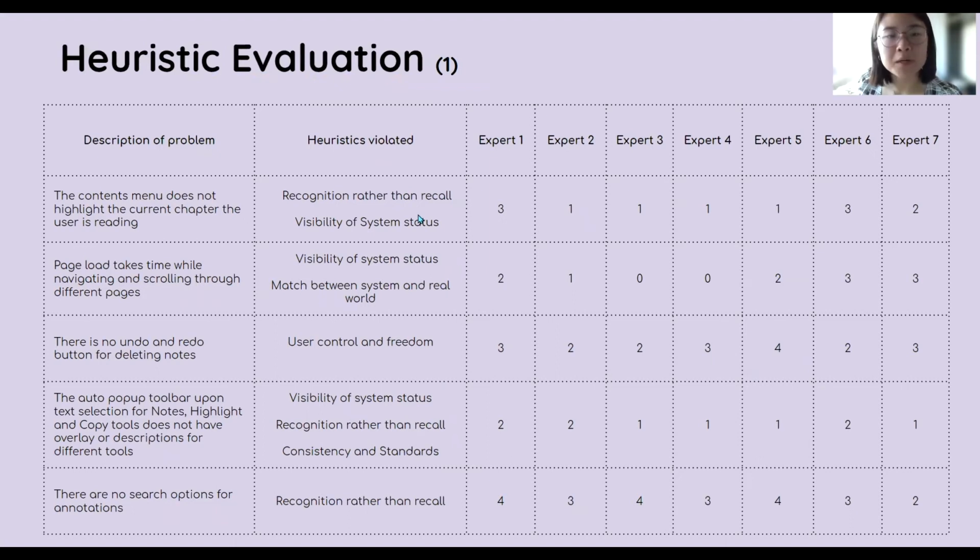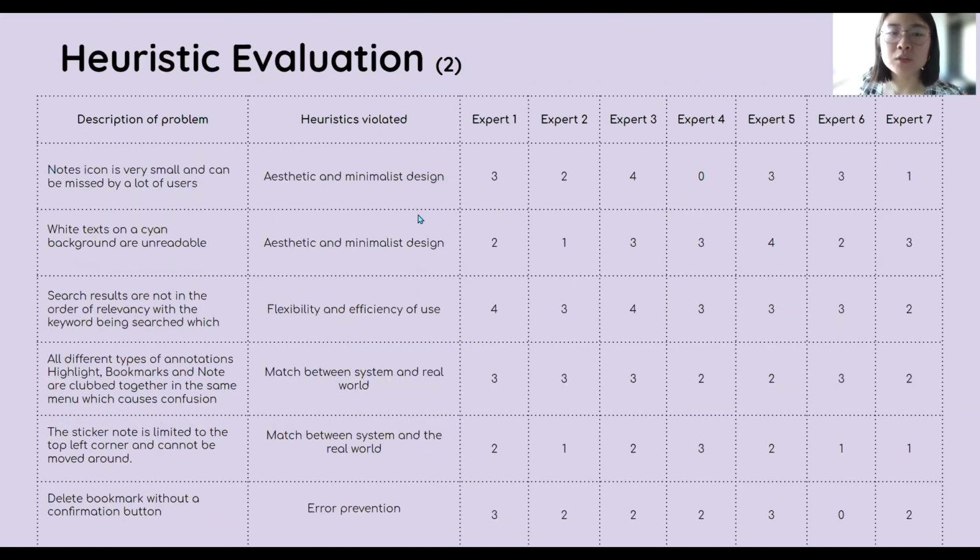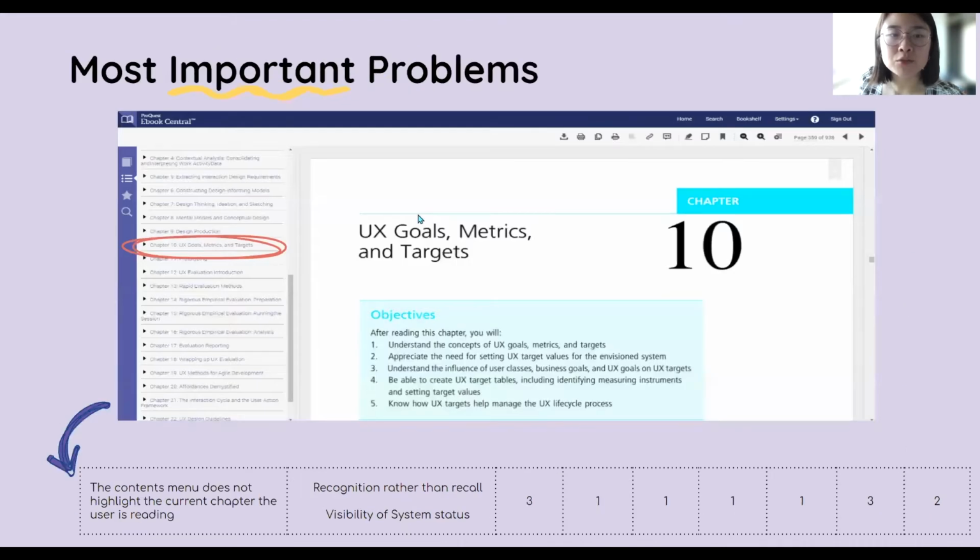In spite of the similar points that we found in the last section, we have found some more important problems that should be pointed out. The first one is related to the visibility of system status. When users are reading, the content menu does not highlight the current chapter. It would be better if we had a map to tell people where they currently are.